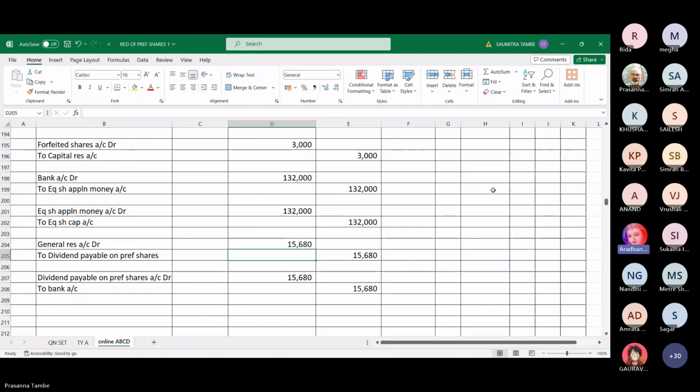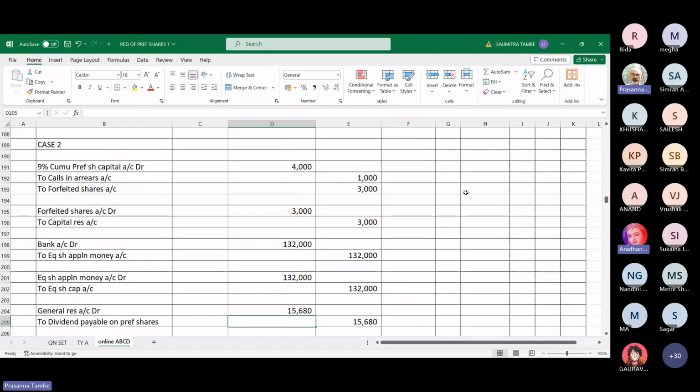Sir, I have a doubt in the amount of forfeited shares, 3,000. What is the doubt? Sir, 3,000. It's a balancing figure, no? You can take it as a balancing figure. You can calculate it also. Okay, sir.